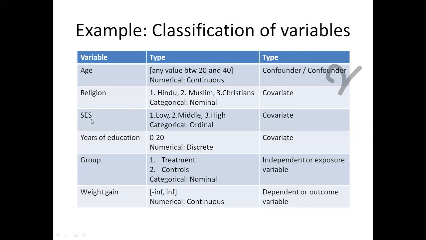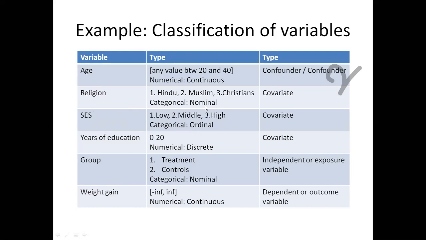Then you have measured socioeconomic status as three levels: low, middle, and high. These are categories, so you call them categorical. But you also see that there is an order present among those categories. Low comes first, and then comes middle, and then comes the high socioeconomic status. So you further classify them as ordinal variables.